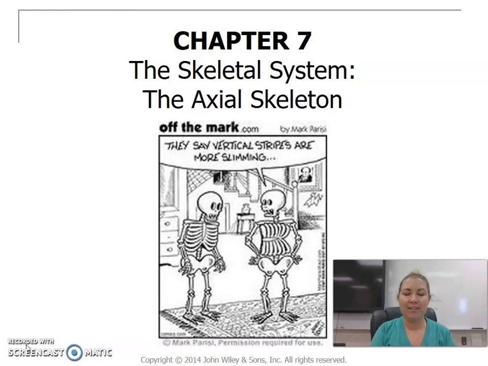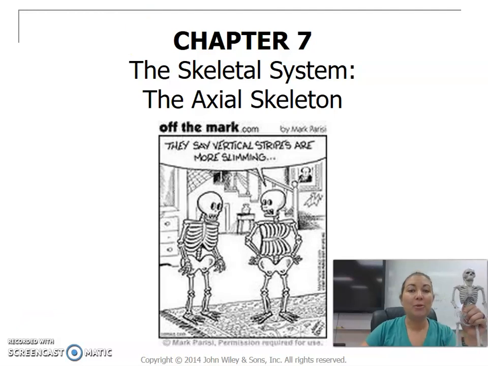A great chapter to study in the month of October. There's lots of partially anatomically correct decorations around. So I've left a couple of these little skeleton guys for you guys. Feel free to take a look at them. They can be very useful. Just keep in mind that they're not entirely anatomically correct because I got them from Target.